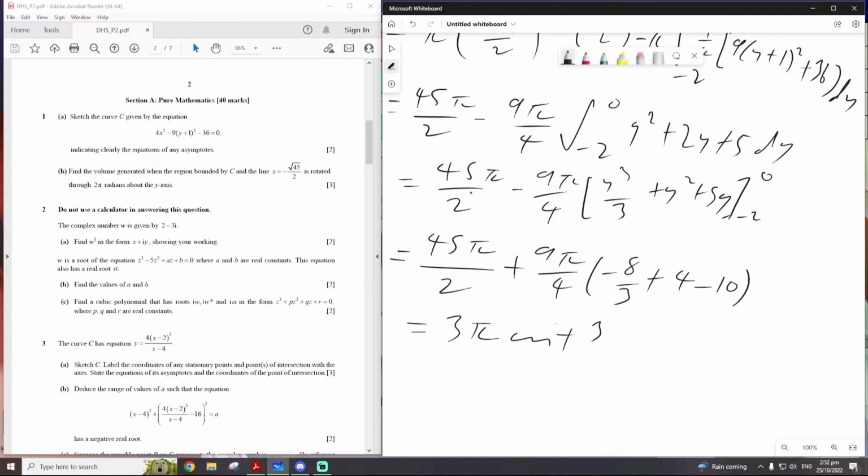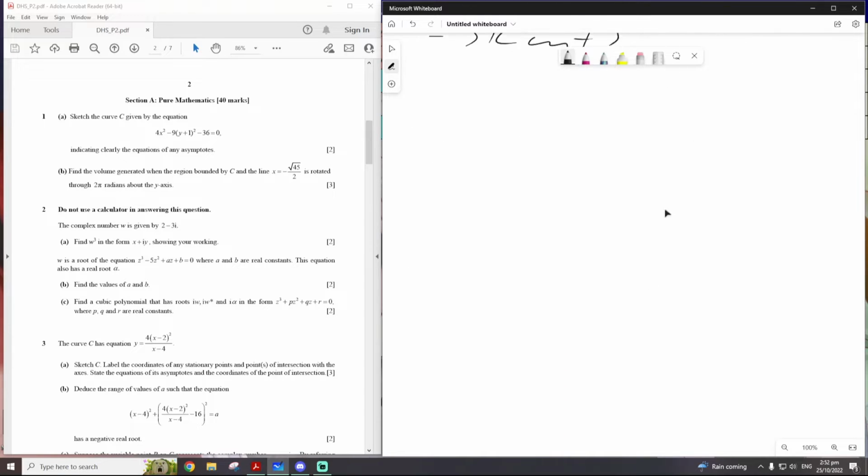Okay, that's good. Question 2, complex numbers. There's actually an error in the question. I'll get to that later. Find w cubed in this form. Okay, so 2a. So we have w equals to 2 minus 3i. Now, of course, the question says don't use a calculator, but you can use a calculator to check your answer.